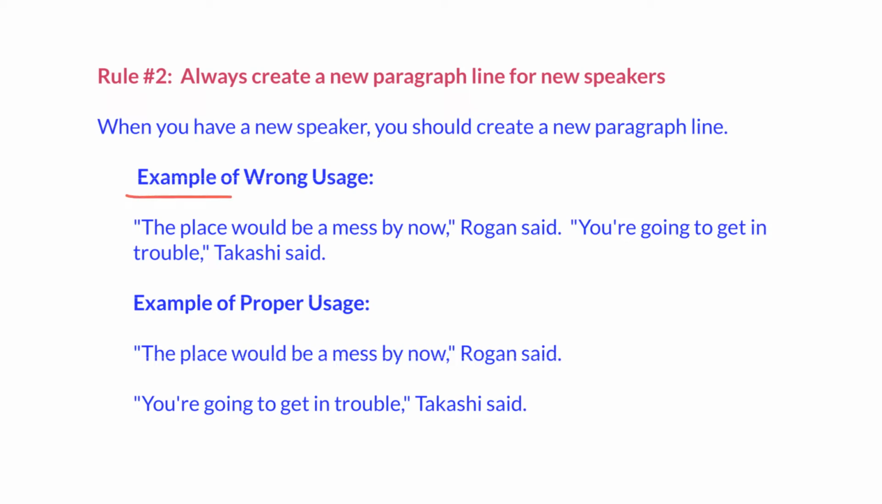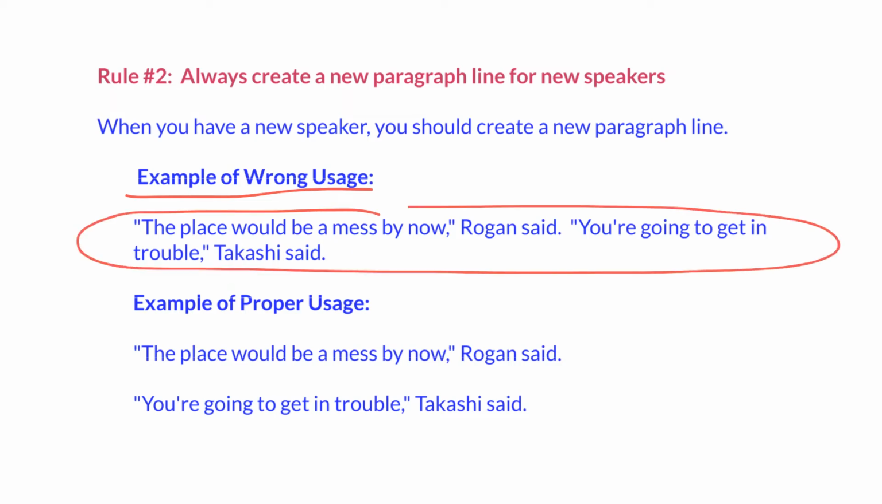An example of the wrong way to do it would be right here. "The place would be a mess by now," Rogan said. "You're going to get in trouble," Takashi said. You cannot smash these up against each other like that. It's too confusing for your reader. Okay, down here, this is the example of the proper usage. "The place would be a mess by now," Rogan said. "You're going to get in trouble," Takashi said. That line separation really helps your reader see and distinguish between the different speakers.